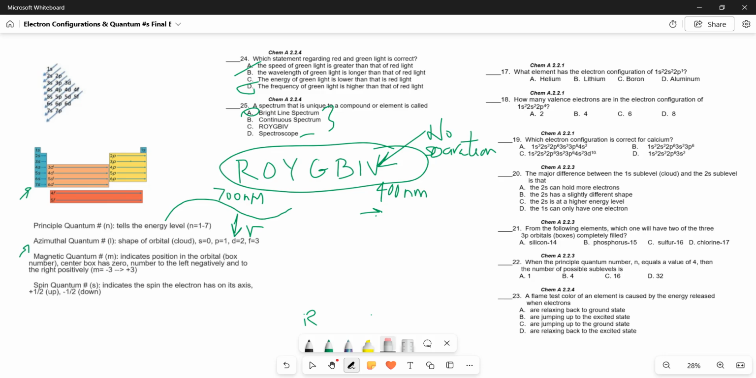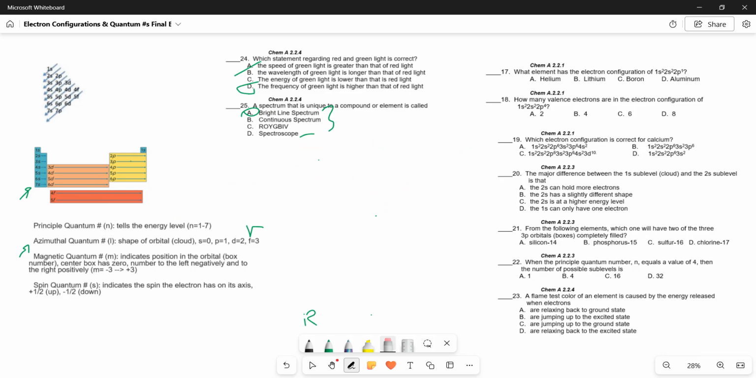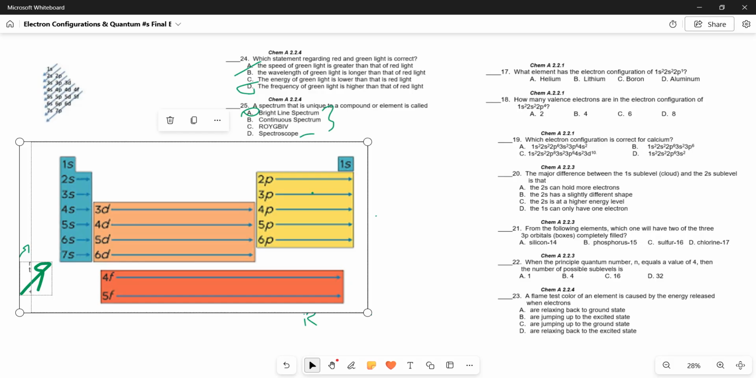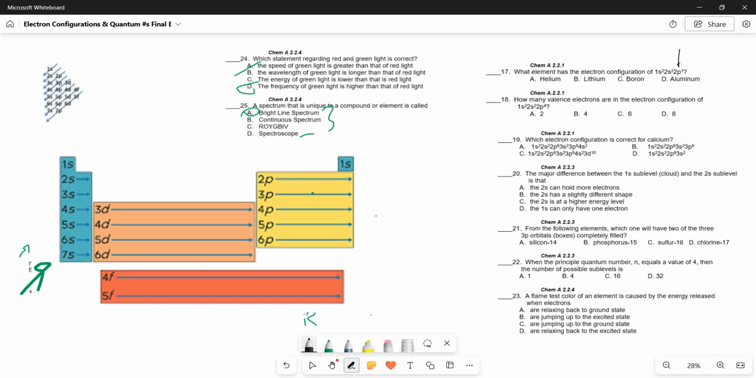Okay, so let's go to 17 over on the right. 17 says, what element has an electron configuration of 1s2, 2s2, 2p4? So we can cover this in a couple ways. First way, know your periodic table. Remember that each row of the periodic table corresponds to an energy level in the atom. So there are 7 rows, 7 energy levels that we currently have atoms that fill.